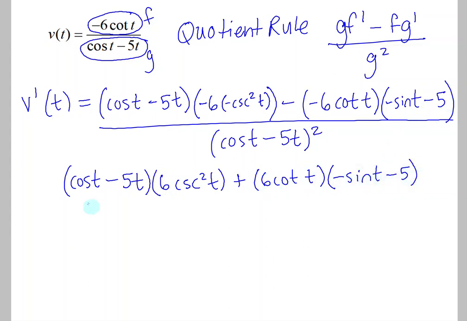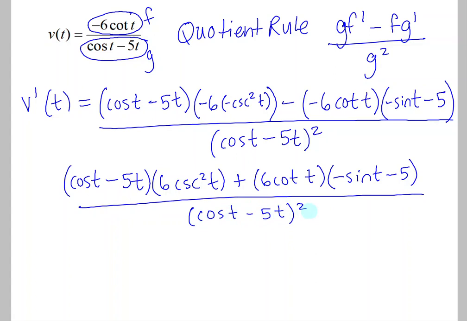So that helped a little bit. And then, of course, over cosine t minus 5t squared. And that's a bit cleaner. If we wanted to, we could do some other stuff, such as distributing this. But if we tried that, we're not really going to have like terms to combine, so I'm not going to worry about it here.